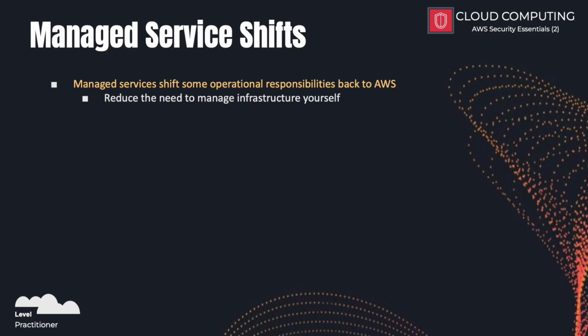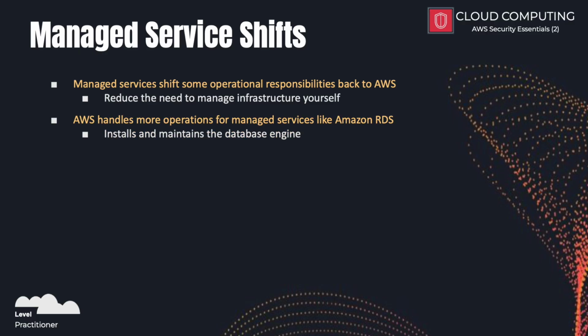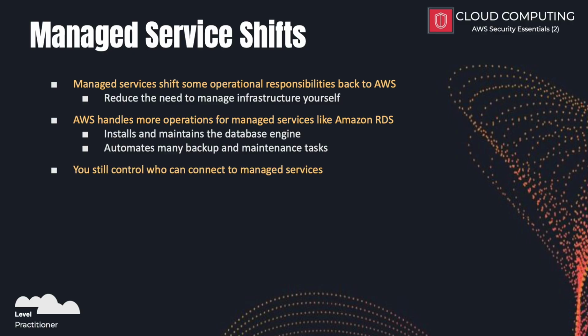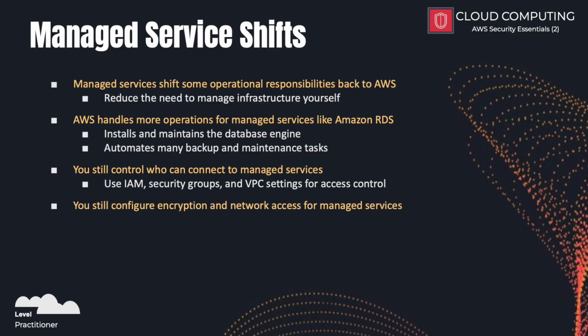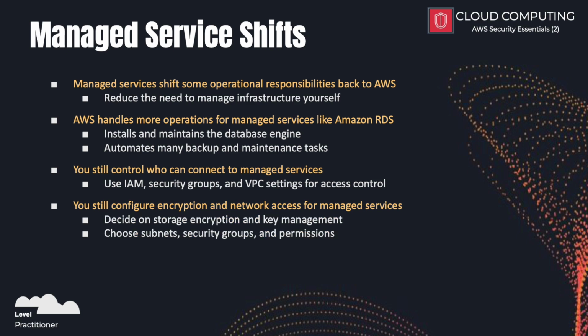When you use managed services like, for example, Amazon RDS, AWS handles more operational tasks such as database engine maintenance, patching, and some backup operations. However, even with managed services, you still control access, which means using IAM, security groups, and network configurations, and you still configure encryption and networking, which means deciding how data is encrypted, how keys are managed, and how services are exposed. Managed services reduce operational effort, but still they don't remove your responsibility for security in the cloud.